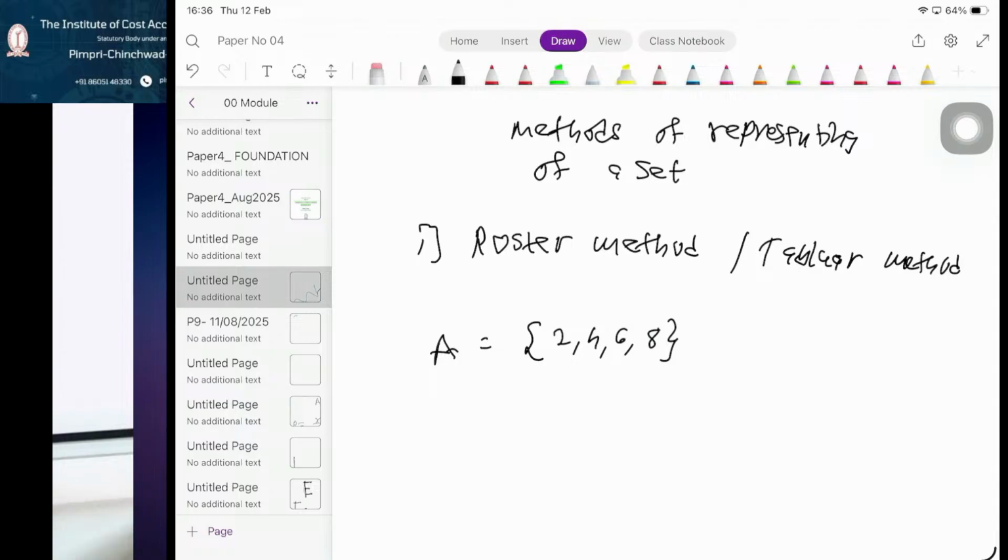So less than or equal to 20. 20 is also not a prime number. So, less than 20 or less than or equal to 20: 2, 3, 5, 7, 11, 13, 17 and 19. These are called prime numbers.